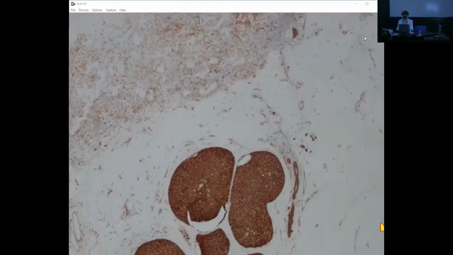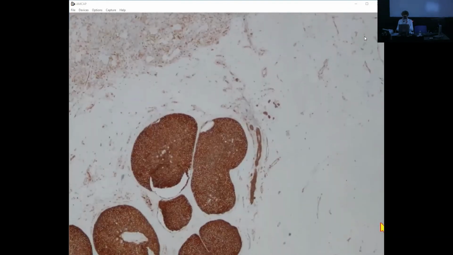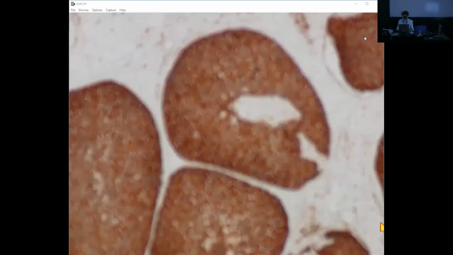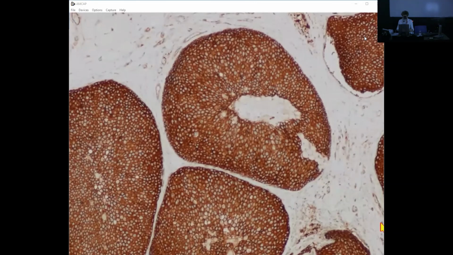Okay. Anyone wants to bet what the P120 will show? And give us an interpretation. You're both right. This is a case that strangely stains both, this is P120.